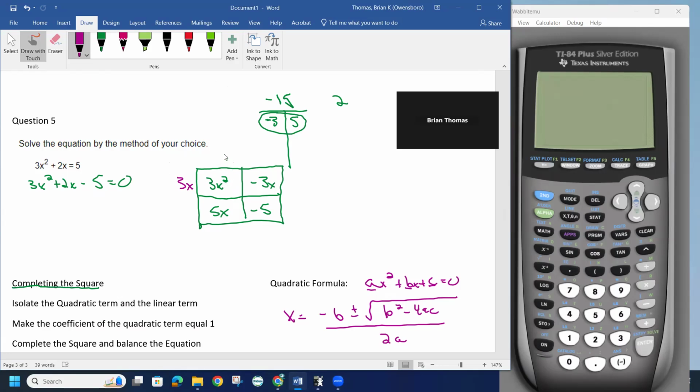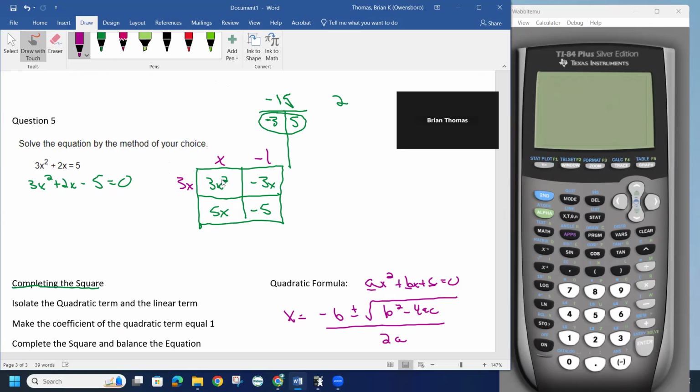So what I can do now is figure out, well, what goes up here? Well, what times x is 3x? So if we took a 3 and an x out, that leaves me an x. What times 3x gives me a negative 3x? Looks like we brought everything out but the negative, which means we really need a negative 1 there. Negative 1 times 3x does give me this negative 3x.